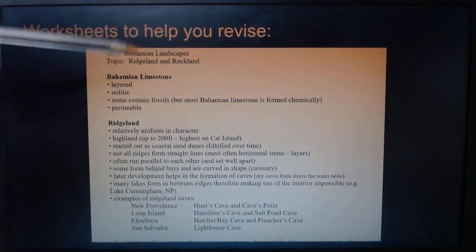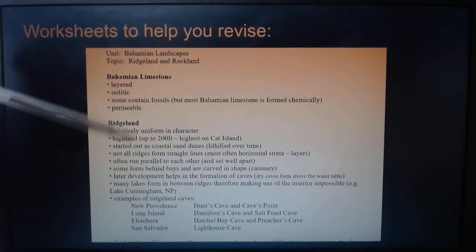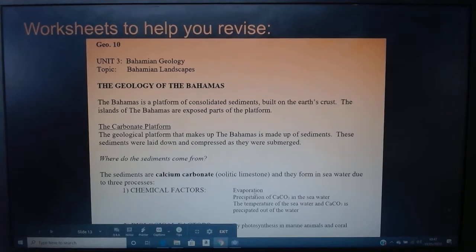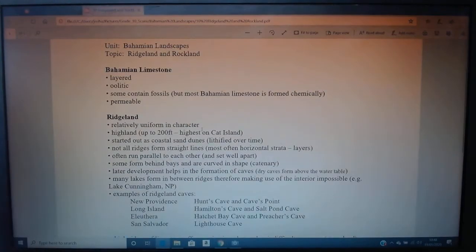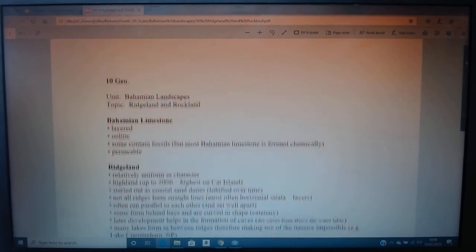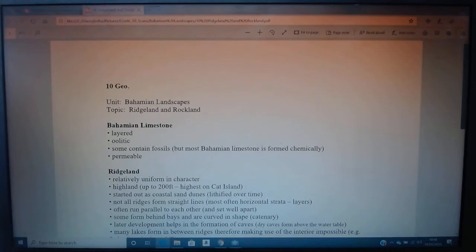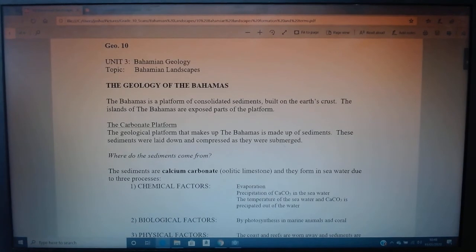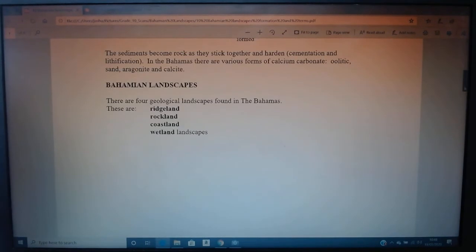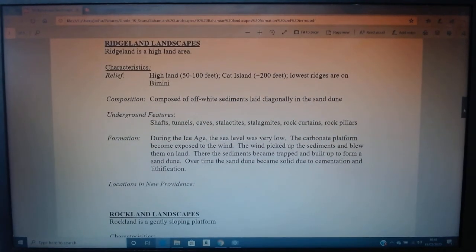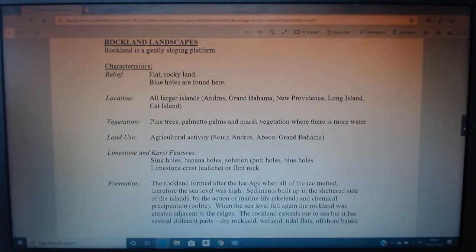I've also sent you these worksheets before. There's one just about ridgelands and rocklands, so this is just a screenshot, and there's another one about the geology of the Bahamas. So we've got one on ridgelands and rocklands. It's very brief, just one page. And we've also got one about Bahamian landscapes. It does the whole lot. Again, this is pretty much the same information as the previous sheet. A bit about ridgelands, a bit about rocklands, you can pause it there.